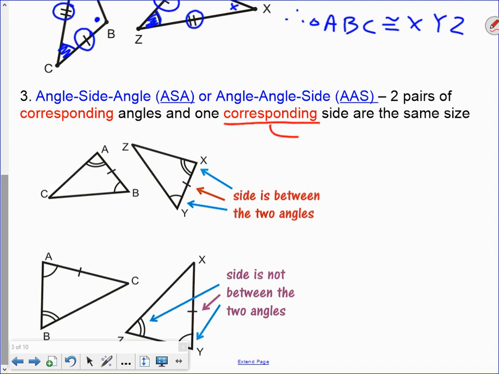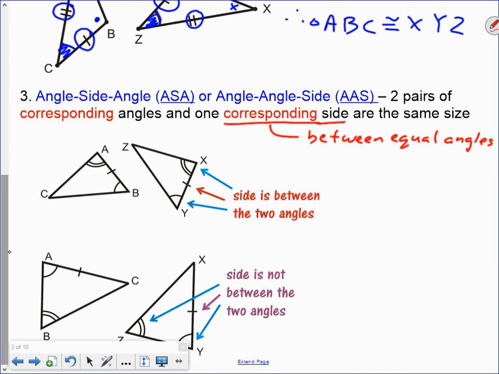Corresponding sides are sides that are between two angles that are the same. Okay? Corresponding angles are just angles that are equal between the two triangles. So corresponding sides are always between equal angles. Okay, so let's take a look here.